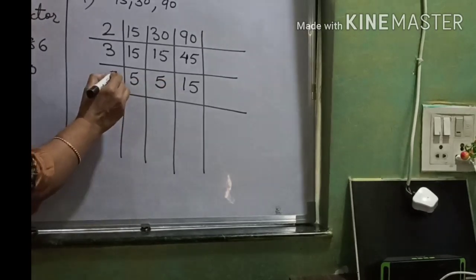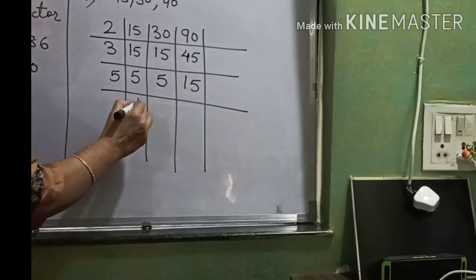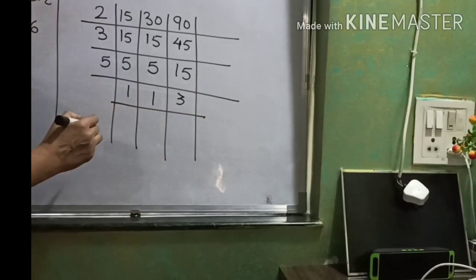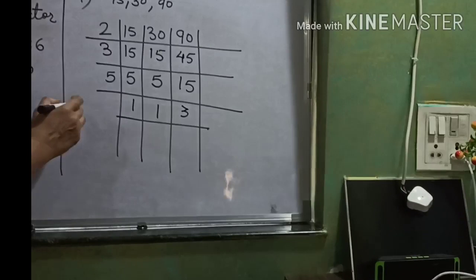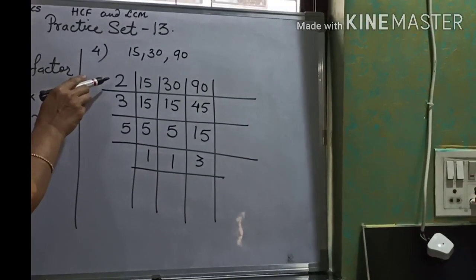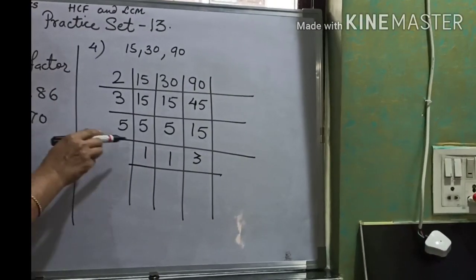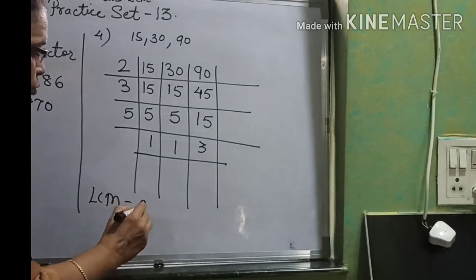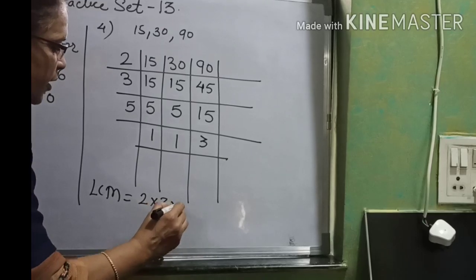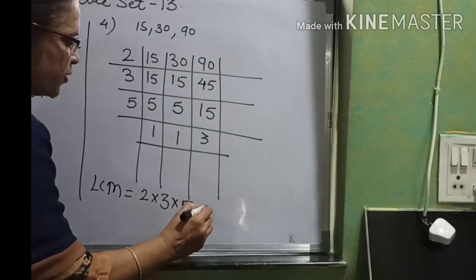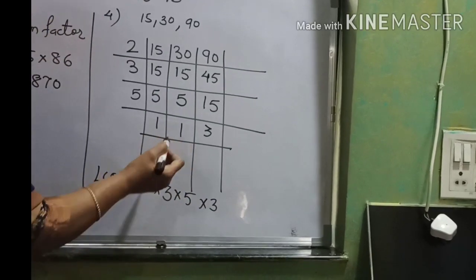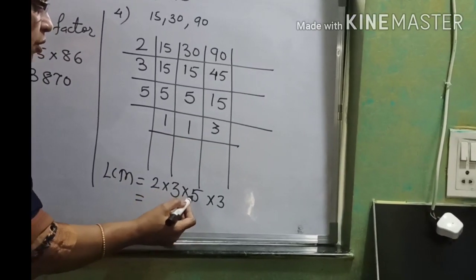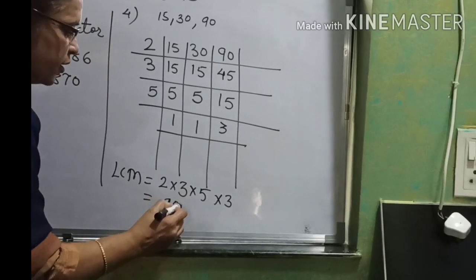Now all these numbers are divisible by 5. So 5 1s are 5, 5 2s are 10, and 5 3s are 15. Further we cannot divide. So our LCM will be, we have to multiply the left side numbers and the last column. So LCM is 2 multiplied by 3 multiplied by 5 multiplied by 3. You do not write this 1. Therefore 3 2s are 6, 6 5s are 30, 30 into 3 is 90.